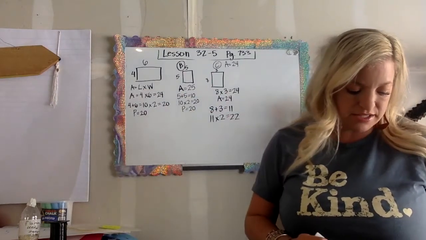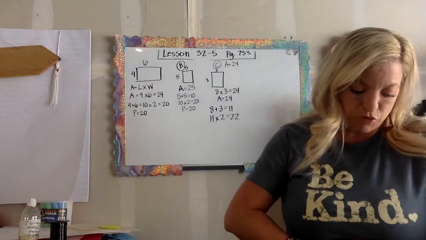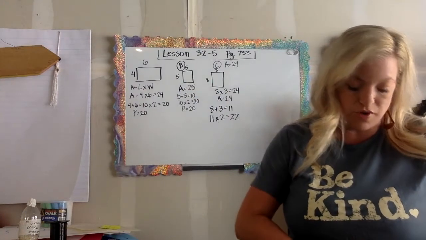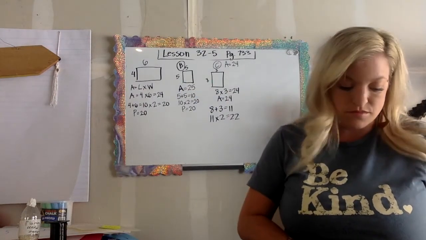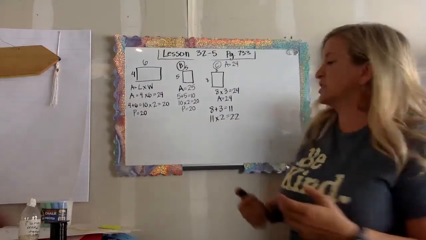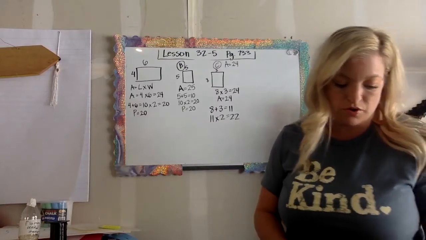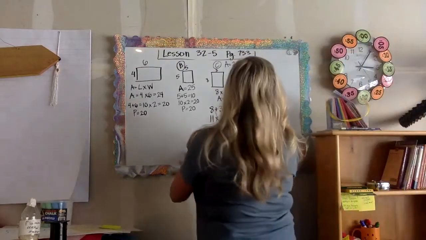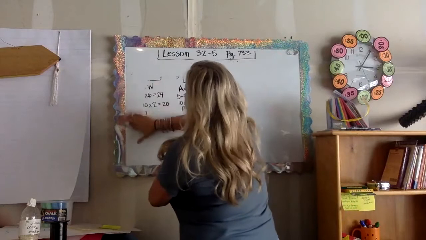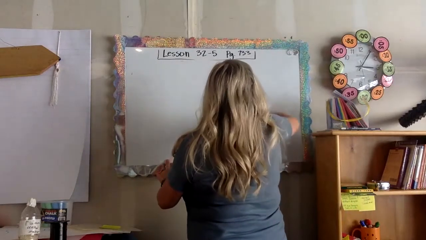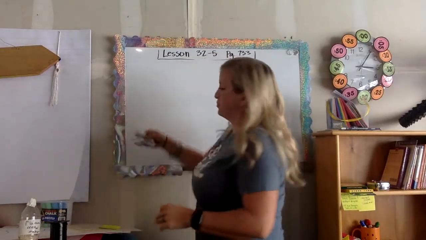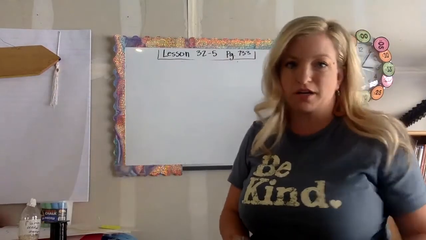Number 7. Alex says that all rectangles with a perimeter of 14 meters have the same area. Is she correct? No, she's not correct. As we've learned, you can have different areas and different perimeters. So I'm going to erase this and show you how you can have the same perimeter of 14, but have different areas. It just depends on, because you're multiplying numbers instead.